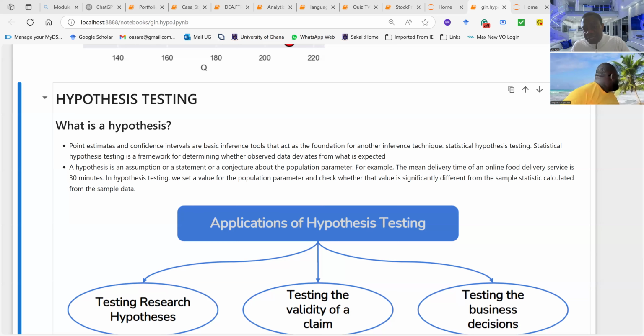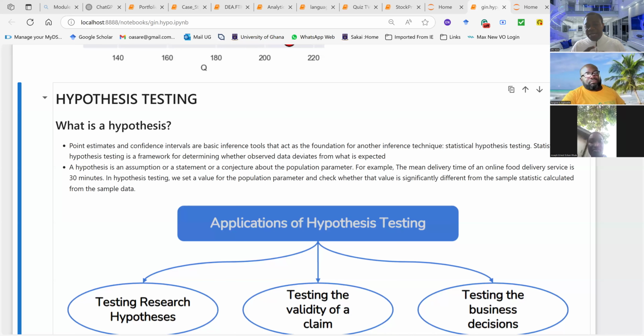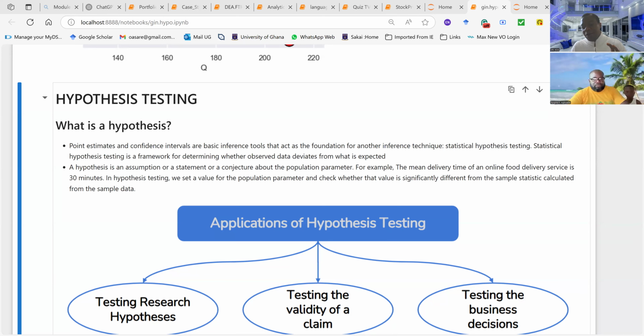So in one-tail testing, your focus is on the bending, either bending to the left or bending to the right. But in two-tail testing, you are dealing more with the alternative hypothesis. Remember, you always have to use the alternative hypothesis.